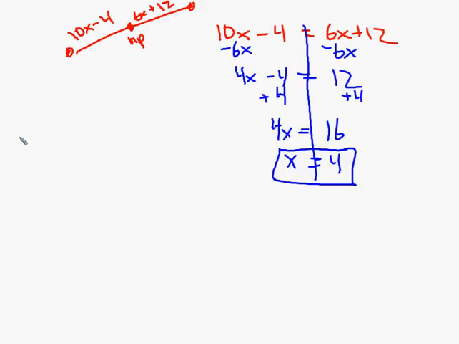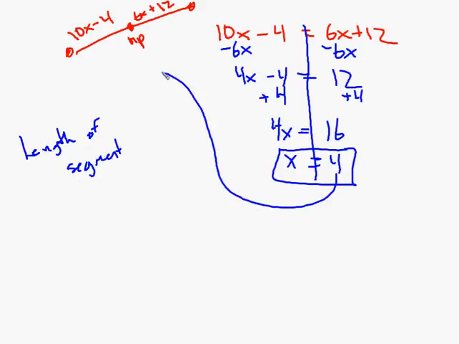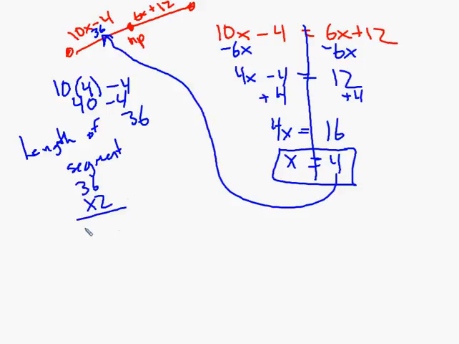So now if I want to know the length of the segment, then you would do 10 times 4, which is 40. 40 minus 4 is 36. So we do 10 times 4 minus 4, which is 36. That's this, right? So I have two of them. The length of the segment would be 36 times 2, and then the half of it would be 36. Right. So 36, 36, and the whole thing's 72.